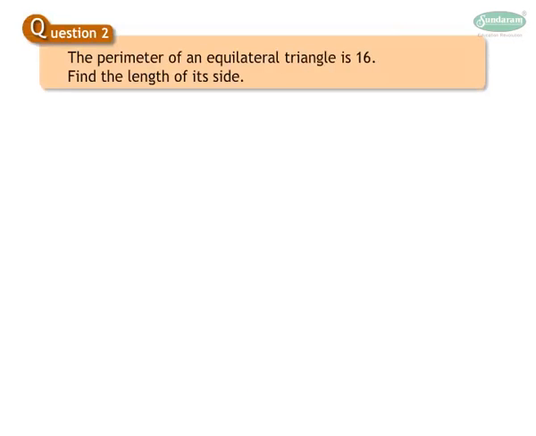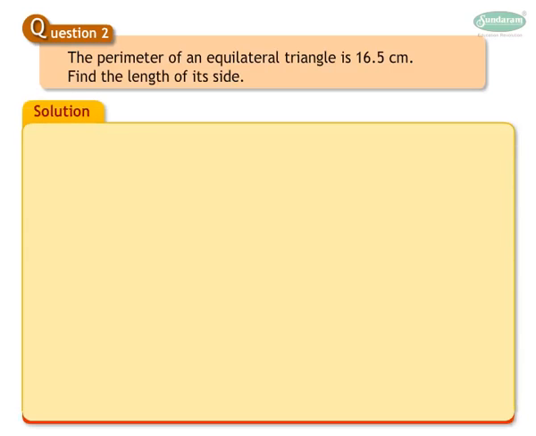Question 2. The perimeter of an equilateral triangle is 16.5 centimeters. Find the length of its side. Solution. All three sides of an equilateral triangle are equal in length. Let us consider the length of each side as x centimeters. Perimeter of an equilateral triangle is sum of the length of its three sides.